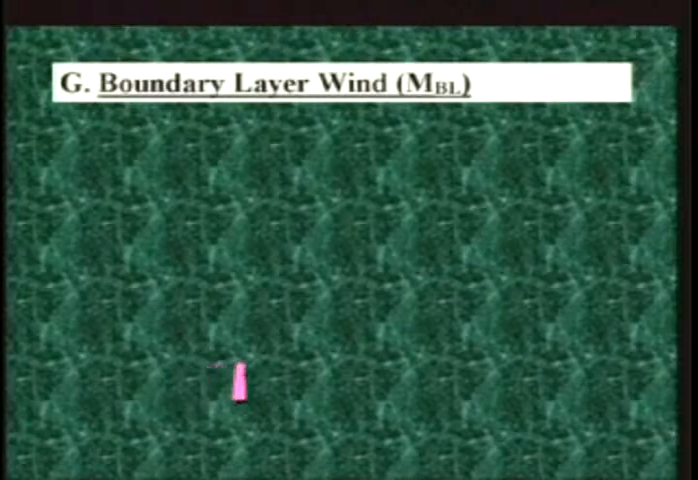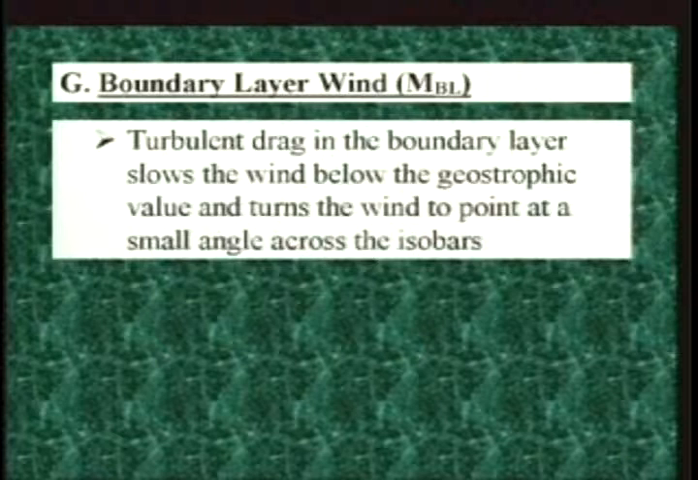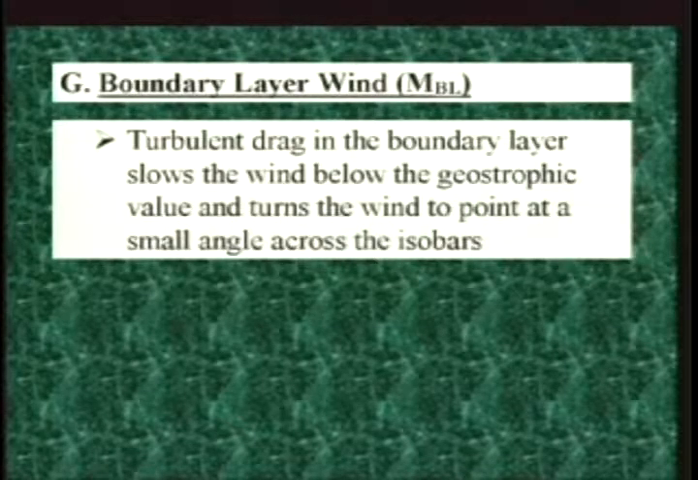We also have to take into account the boundary layer wind. We have this wind that occurs down near the planetary boundary layer. Boundary layer wind is represented by M. I should have pointed out wind in this particular case is represented by a capital M, and then sub BL represents boundary layer. So in the other previous examples, the capital M is representing the wind. Turbulent drag in the boundary layer slows the wind below the geostrophic value and turns the wind at a small angle across the isobars.